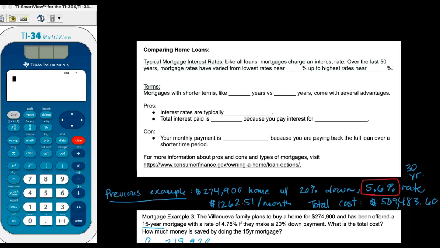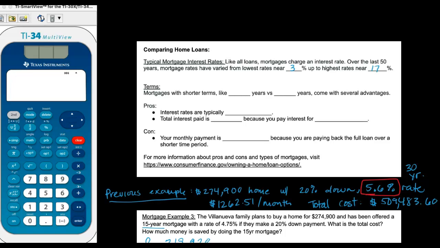In this video, we're going to compare home loans and talk about the differences, like terms and interest rates, and how those can impact how much a person pays over the life of the loan and their monthly payment. So typically mortgage interest rates, like all loans, change. It just depends on what's going on in the world, the season that we're in. Over the last 50 years, rates have typically varied from as low as 3%, sometimes even a little bit lower than that, all the way up to as much as 17%.